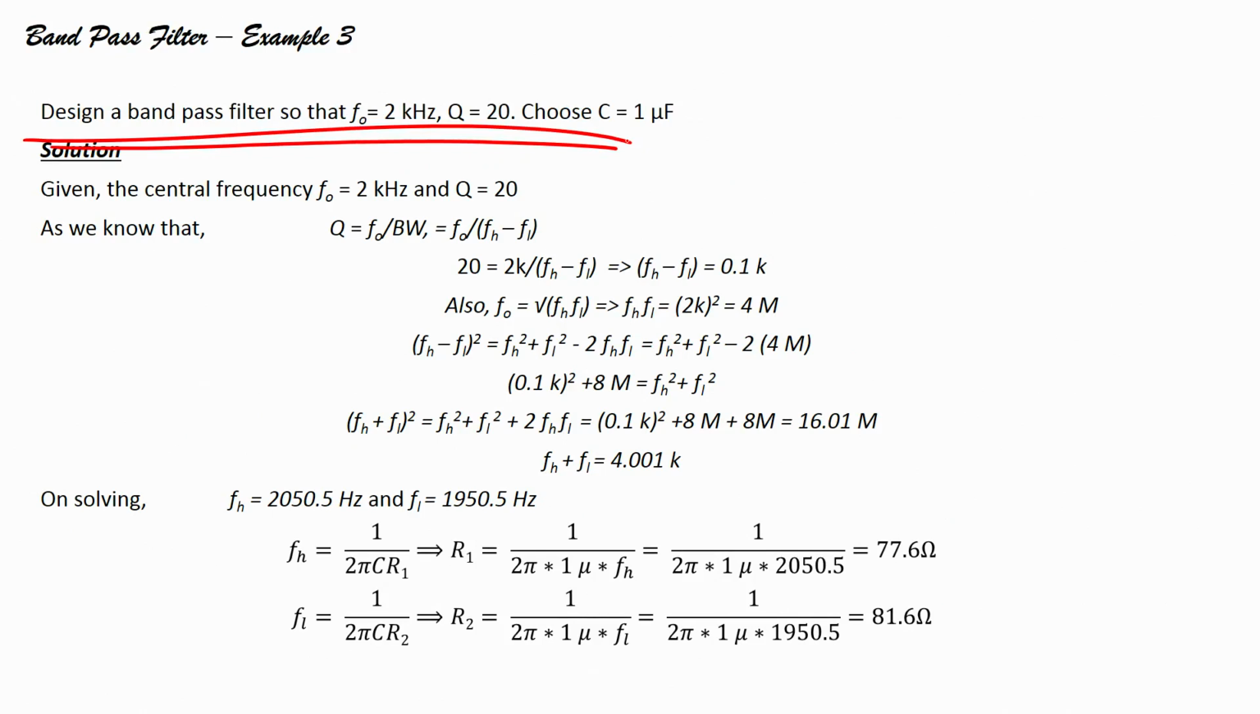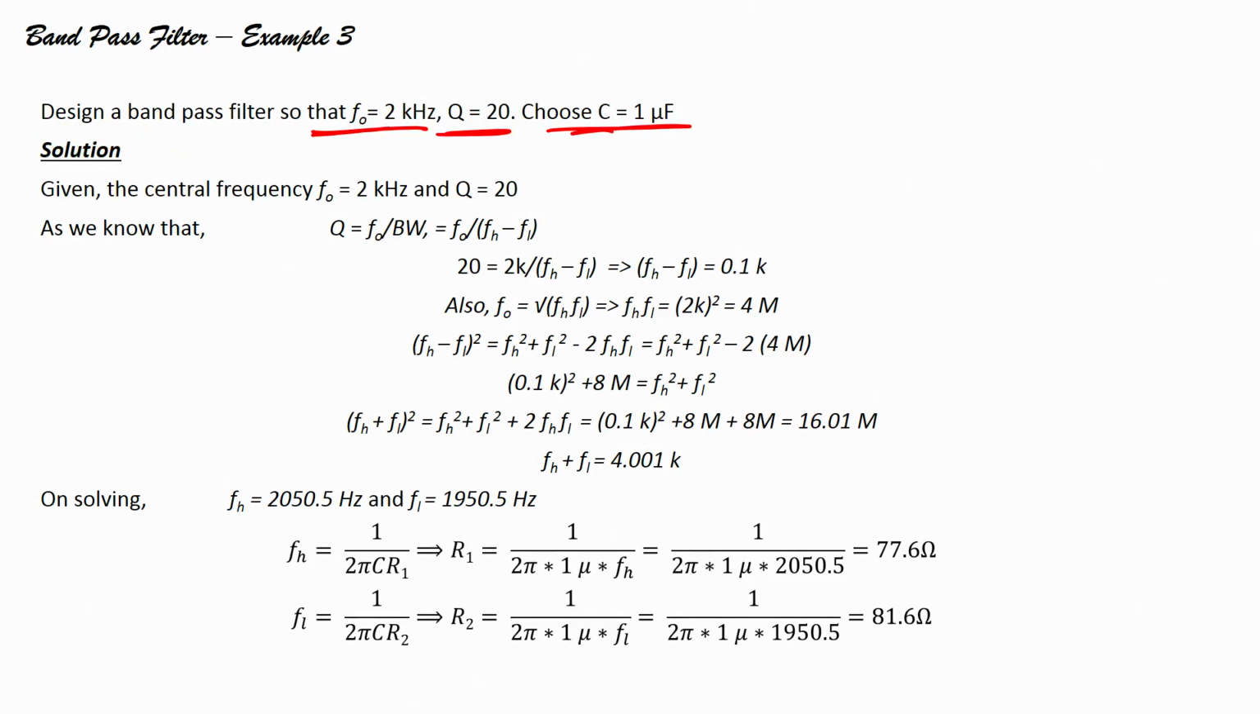Design a band pass filter so that FO equals 2 kilohertz. You see different ways of putting things, some people say FC, some say FL, FH, some say FO, it does not matter, never get confused with this kind of terms. So, we know FO is 2 kilohertz, quality factor 20, C equals 1 microfarad.